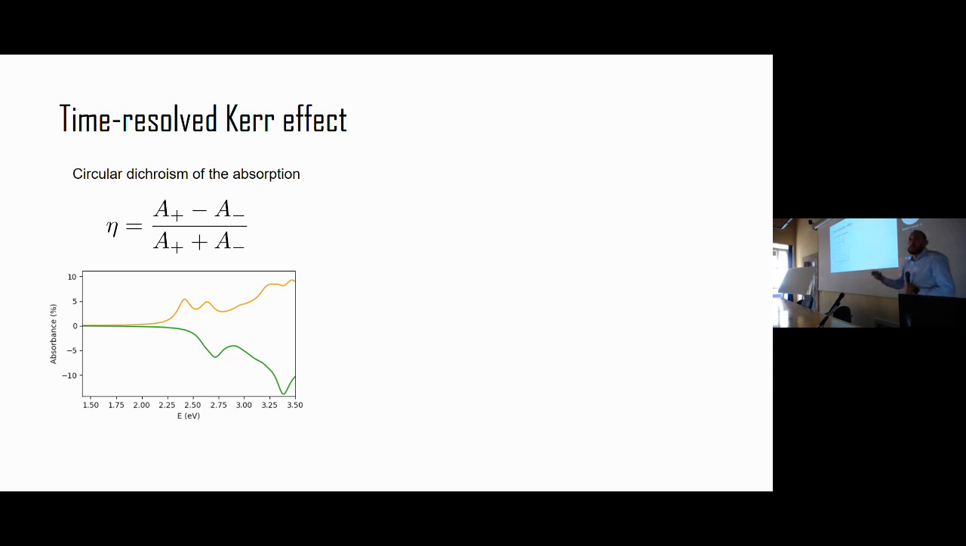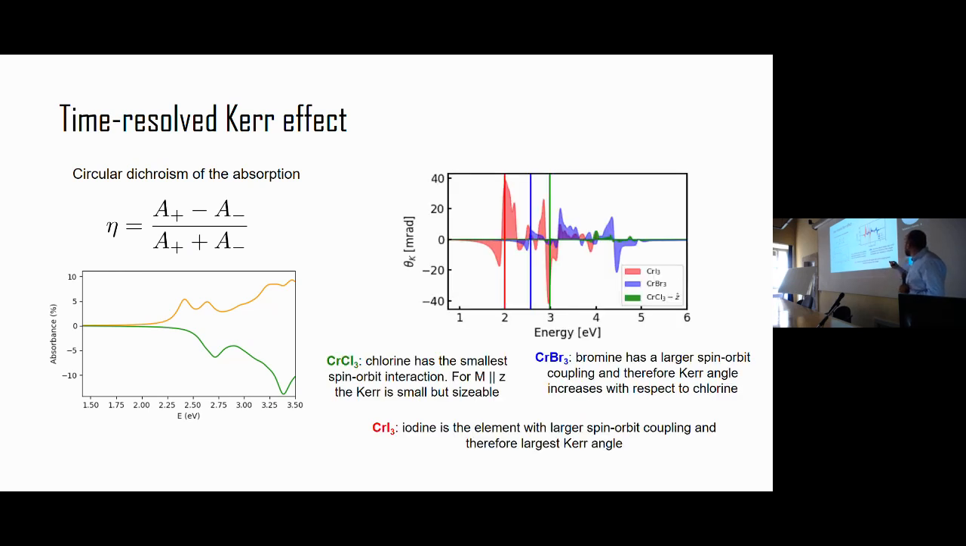In a TMD, they will be identical. So you will have a dichroism that is 0. And when you calculate the Kerr effect, indeed, what we saw is that chromium iodine 3 has the larger response, and chromium chlorine 3 has a very small response. So with this, we know that with Yambo, we can calculate the Kerr effect.